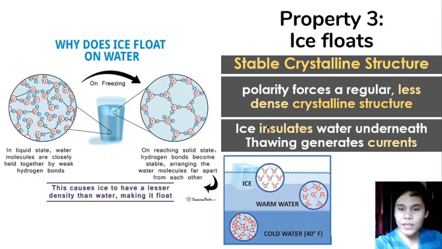So what happens is that the ice insulates water that's found underneath it, and the thawing of the ice generates currents. So the cold water goes down while warm water goes up, which is cooled by the ice again. That's why ice is very effective as a cooling agent in our beverages, because the cold beverage will circulate within the glass. Very convenient.